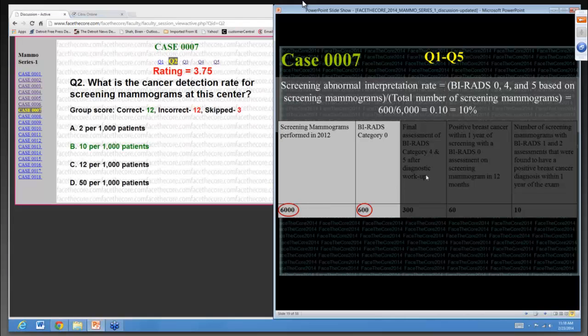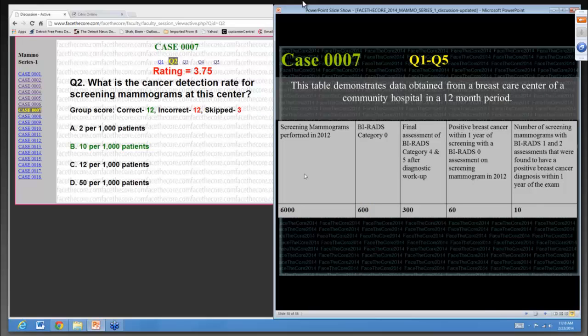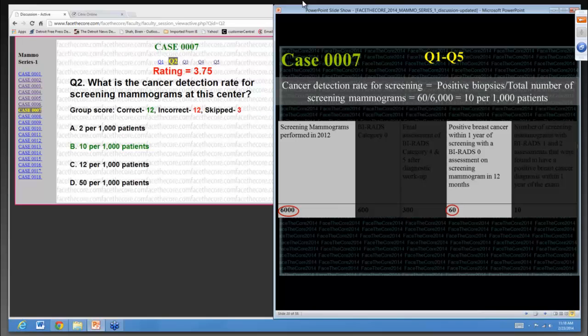So what is the cancer detection rate for the screening mammograms at this center? And cancer detection rate is that of the number of cancers correctly detected at mammography per 1,000 patients examined at mammography. And so what we have are the positive biopsies, which were 60, over the total number of screening mammograms. So that turned out to be a calculation of 10 per 1,000.